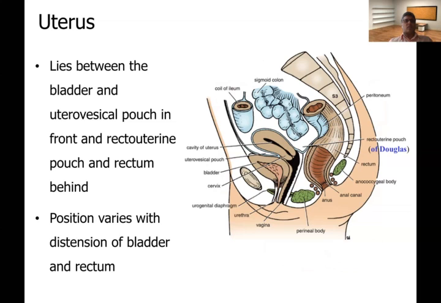And the position of the uterus varies with the distension of the bladder. When the bladder distends, the uterus is pushed upwards slightly. And the distension of the rectum also can change the position of the uterus slightly.